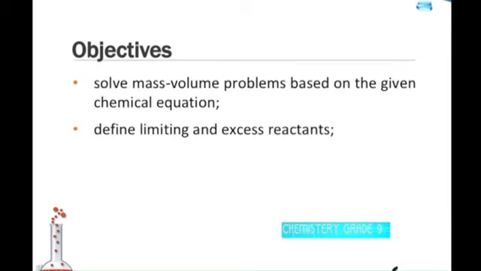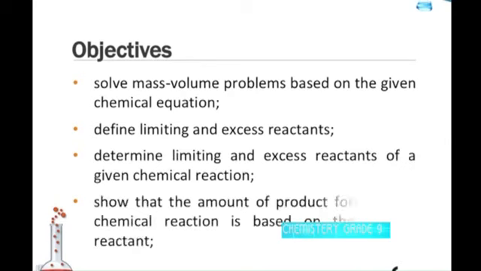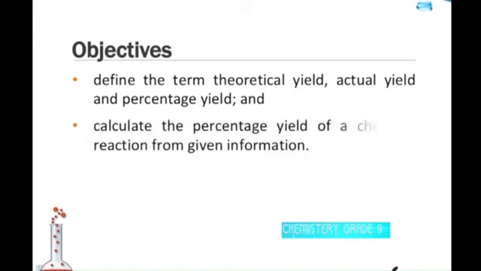Solve mass-volume problems based on given chemical equations. Define limiting and excess reactants. Determine limiting and excess reactants of a given chemical equation. Show that the amount of product formed in a chemical reaction is based on the limiting reactant. Define the terms theoretical yield, actual yield, and percentage yield, and calculate the percentage yield of a chemical reaction from given information.